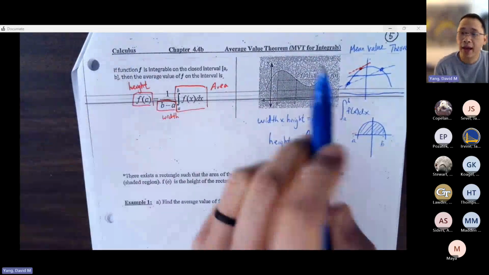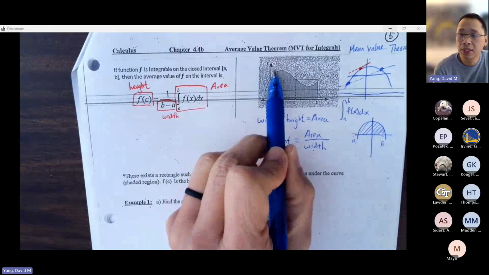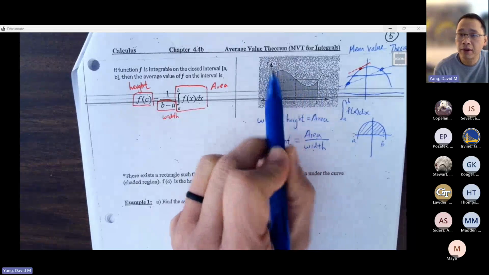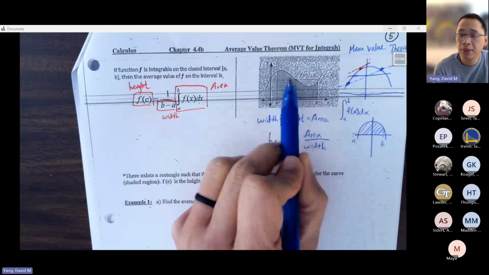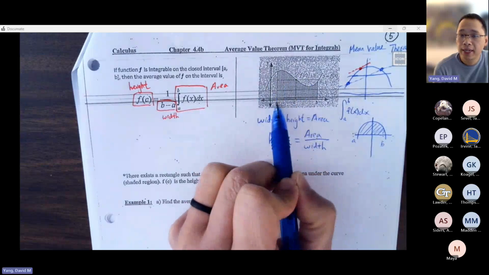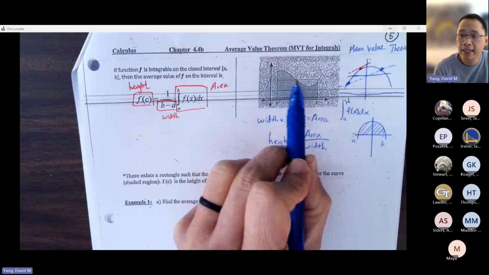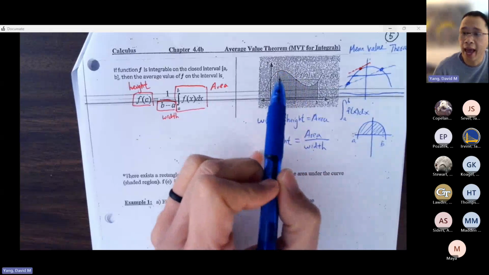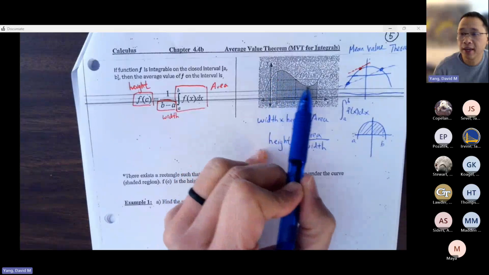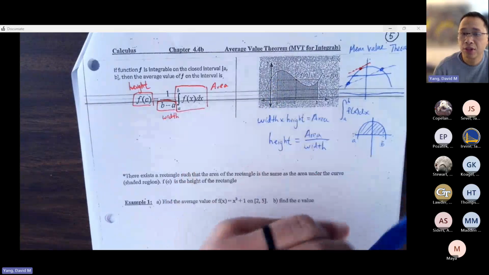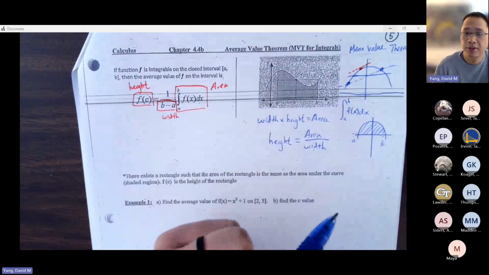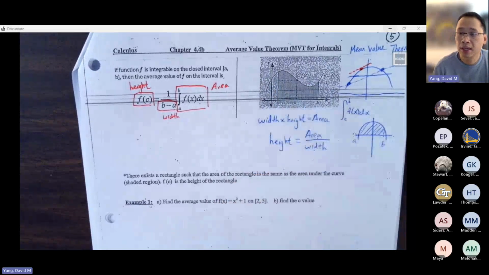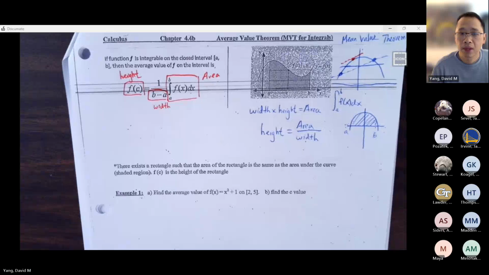So if I want to find the average height amongst all these heights on the curve, I'm going to take the full area of the shaded region divided by the width, and then whatever average height I get is my answer. So it's basically averaging out all these different heights and finding that average height for us. So we call that average value theorem. Okay, we want to find the average value or the average height across my interval.